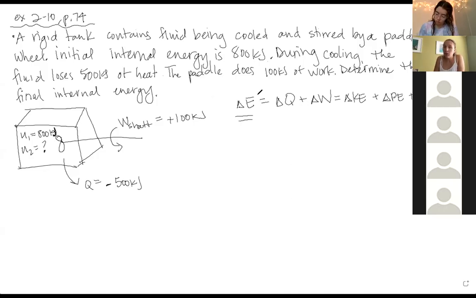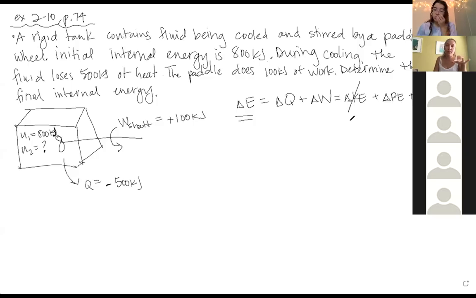There's no time component here. There's no dot because we don't have a time component included. It is a rigid tank that is sitting still in one position. There's no movement of fluid into and out of the tank. There's no movement of the tank itself. There's no velocity term in this whole question. So there's no kinetic energy being included.